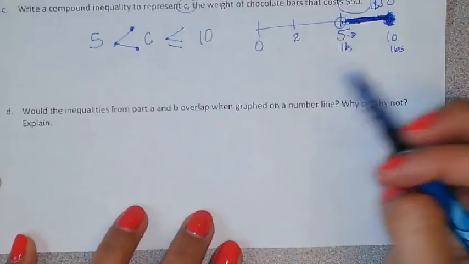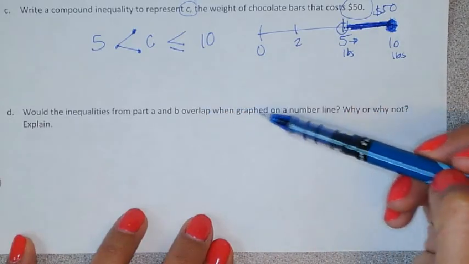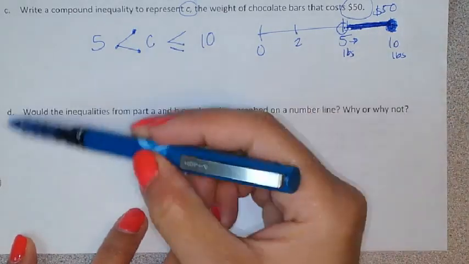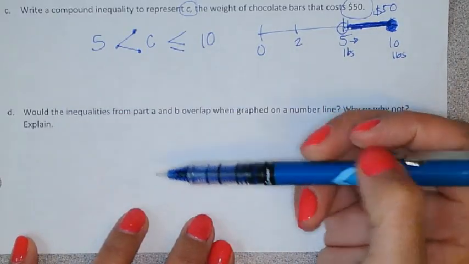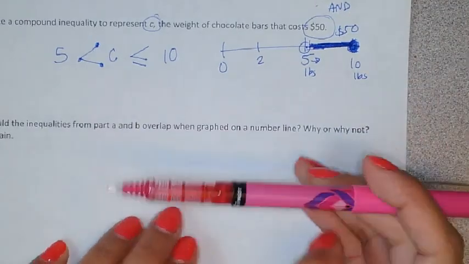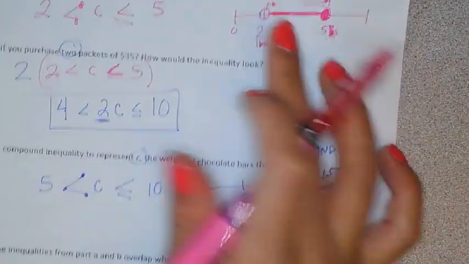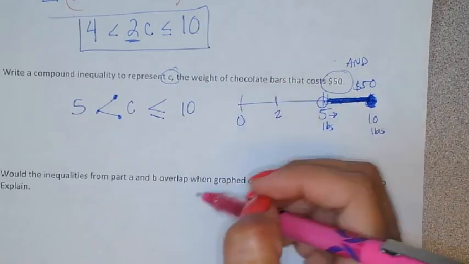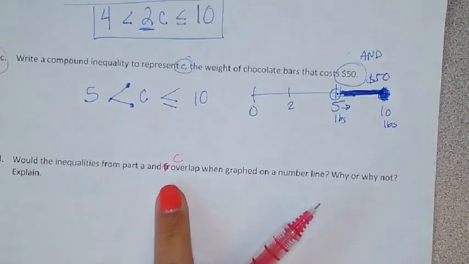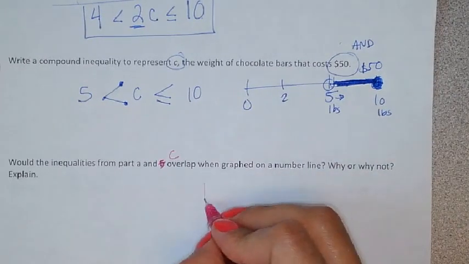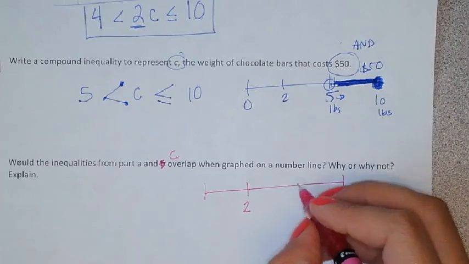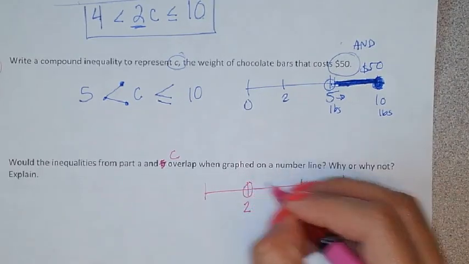Letter D says, would the inequalities from part A and B overlap when graphed on a number line? Why or why not? So this is what we discussed over and over in class yesterday and today. So let me redraw the graphs for part A, and actually this should say part C, not B, okay? So from part A, here's my graph. I'm at 2 pounds, okay, and this is at 5 pounds.